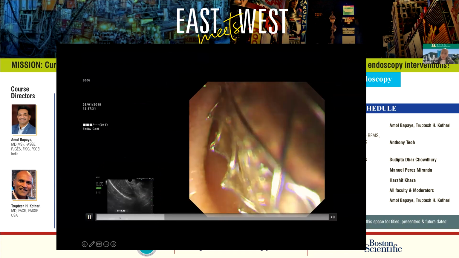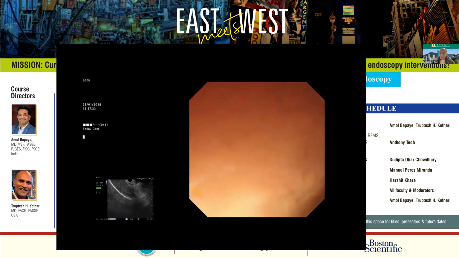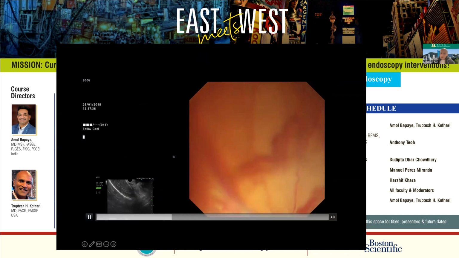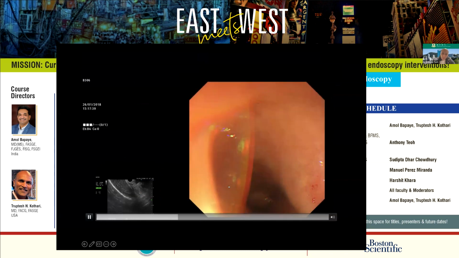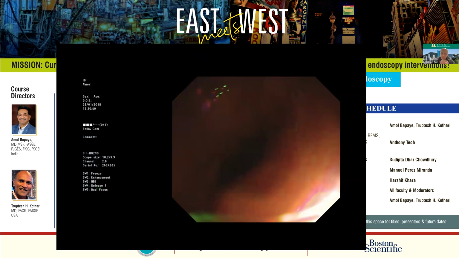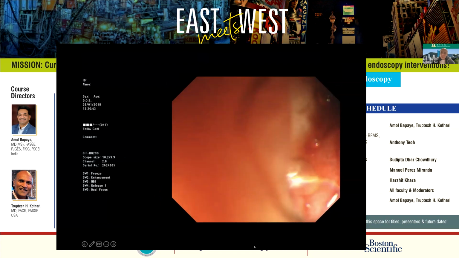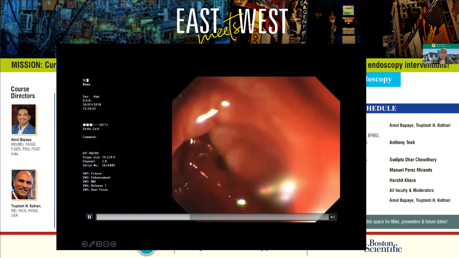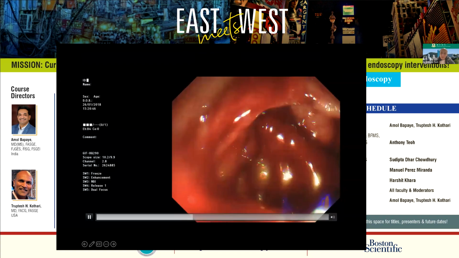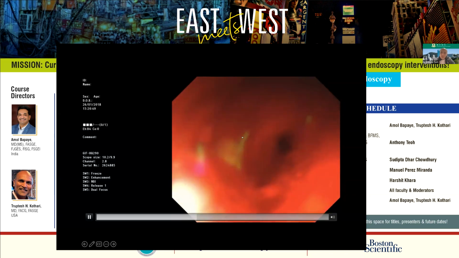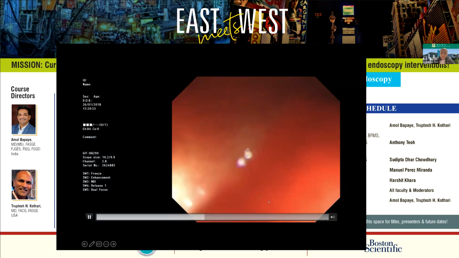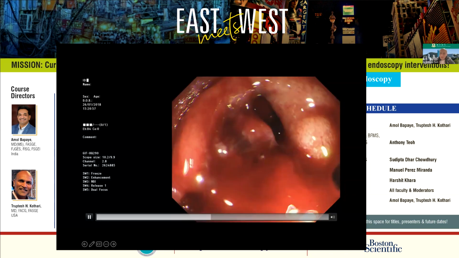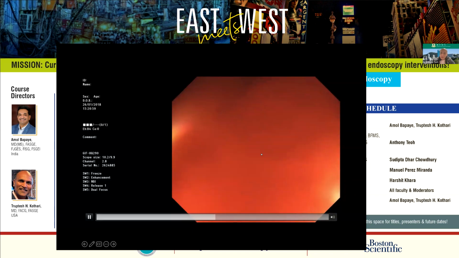But as I was torquing the scope, I saw this view. So this is outside the peritoneal cavity. I was quite shocked, as you could imagine. And actually what happened is I caused a hole, a perforation, right next to the stent, right there. That's the hole. So I actually went between the stent and the GI tract.